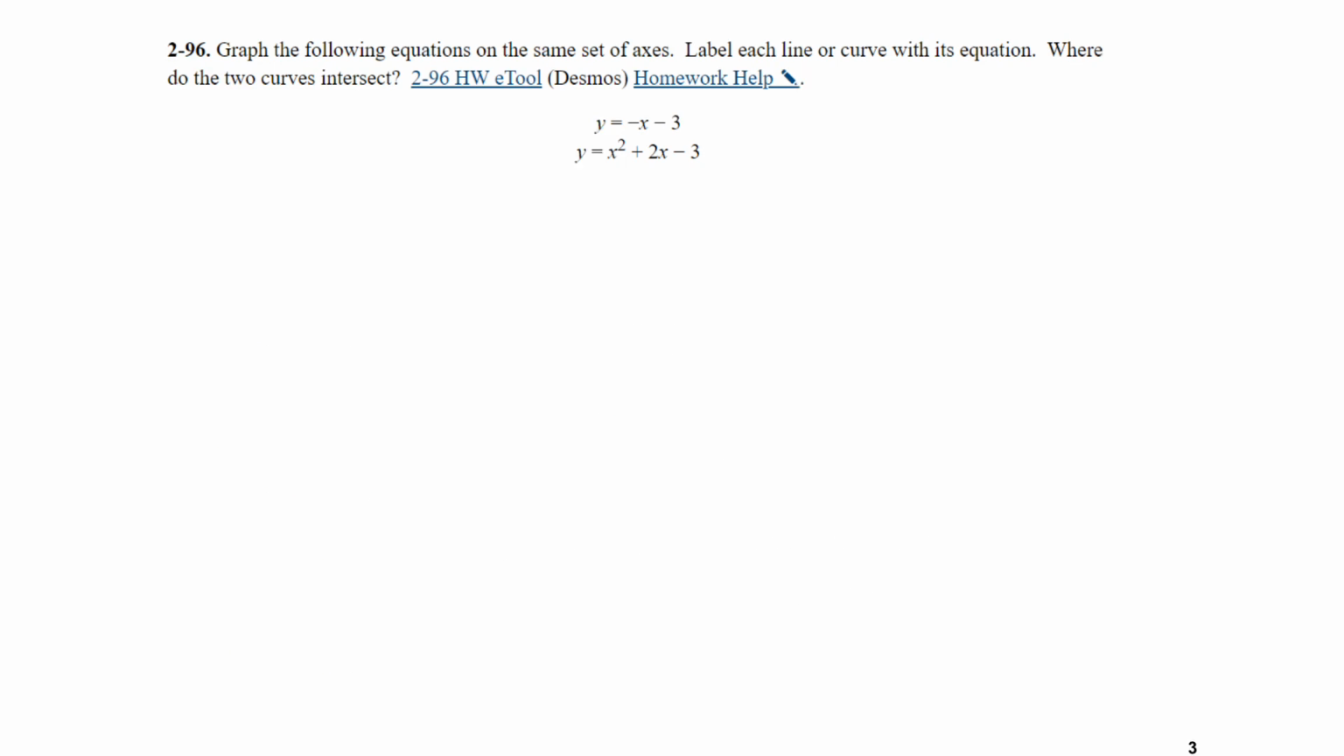Question 96. Graph the following equations on the same set of axes. Label each line or curve with its equation. Where did the two curves intersect? Well, since I don't have my coordinate plane on here like I should, I'm going to have to sketch one out here, and then we'll do the best we can to get everything lined up the way it needs to be. So with the linear equation, y equals negative x minus 3, since it's linear, let's just go ahead and graph that.